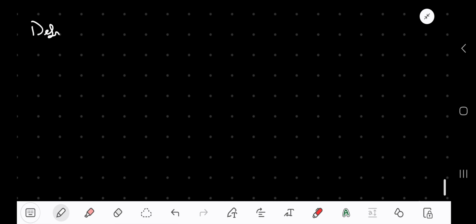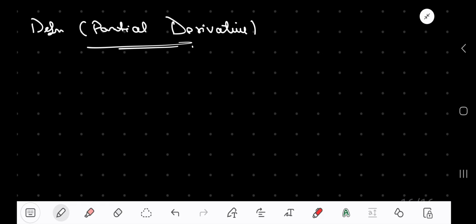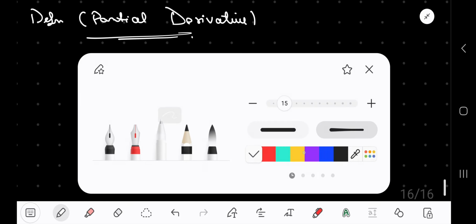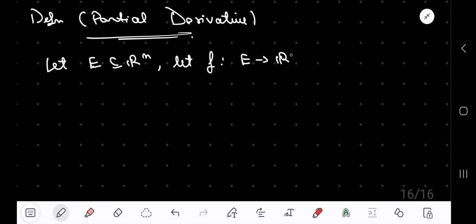So definition of a partial derivative. Okay, and that's quite important. So let me write it. So let E be a subset of Rn and let f from E to Rm be a function.